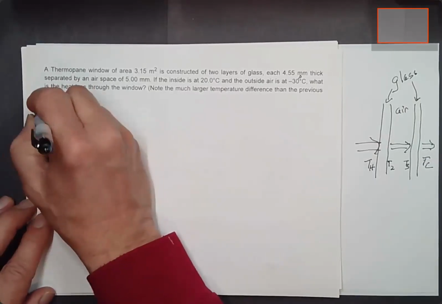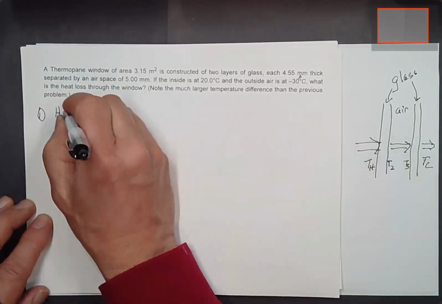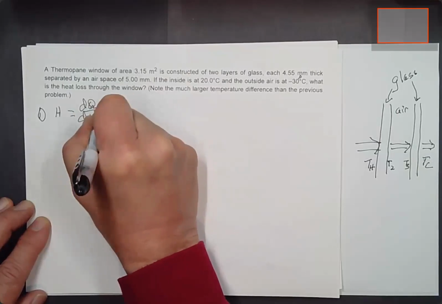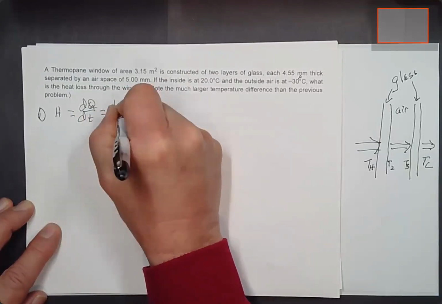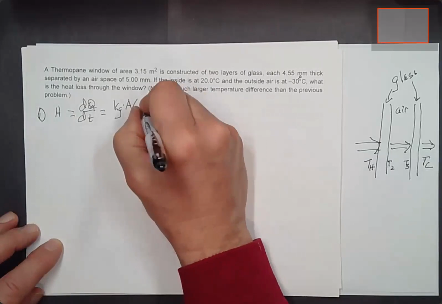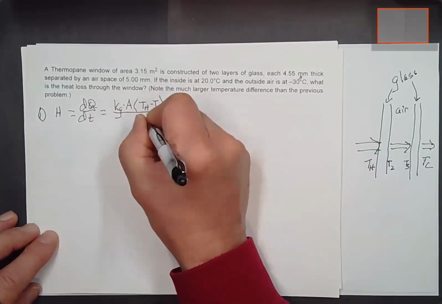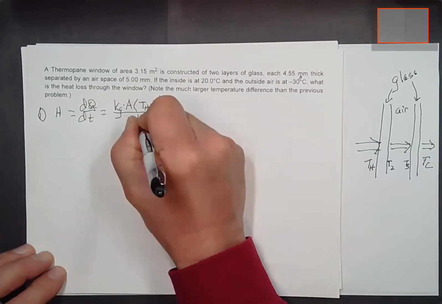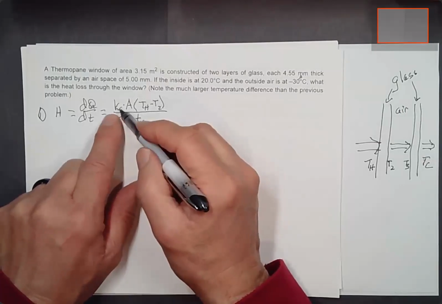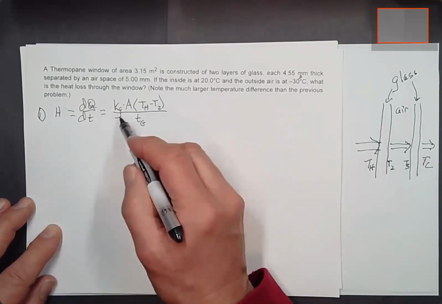So first, I'll consider the heat flow through that first pane of glass, and that would be dQ/dt. Okay, but dQ/dt is the same everywhere, and it'll be the thermal conductivity of the glass times its area times TH minus T2. And then I divide by the thickness of the glass, which I'm going to use a T sub G for that. Okay. Oh, and I've got K sub G here for the thermal conductivity of the glass. Okay. Then we'll use the same thermal conductivity for the glass that we used last time.